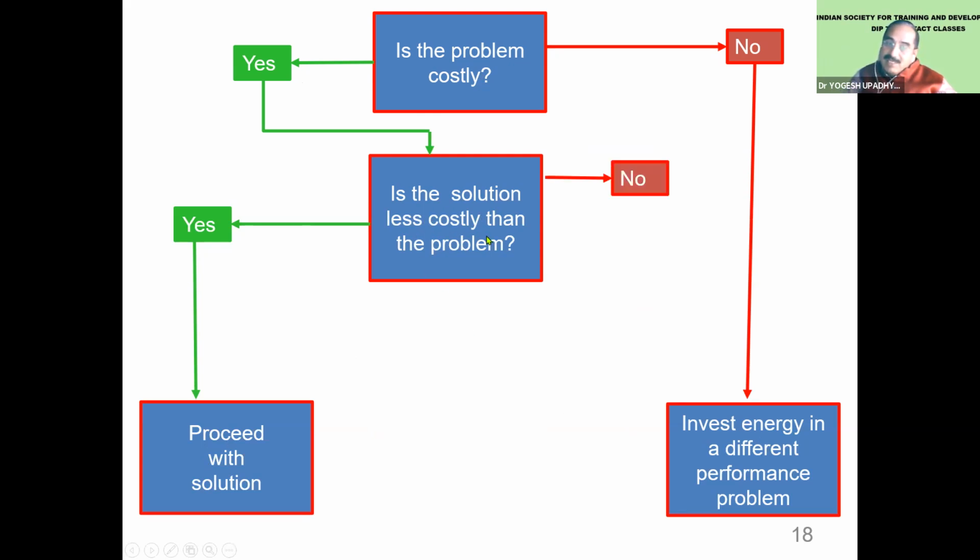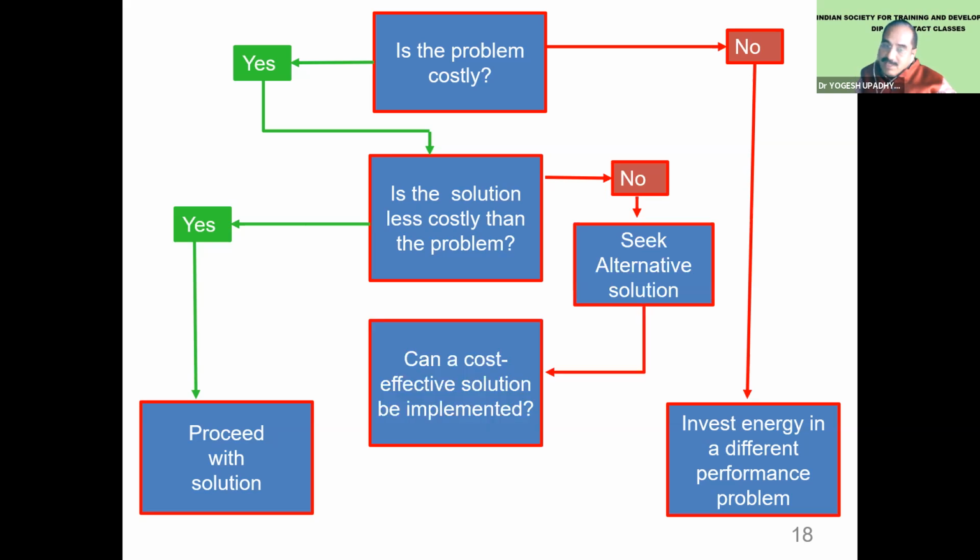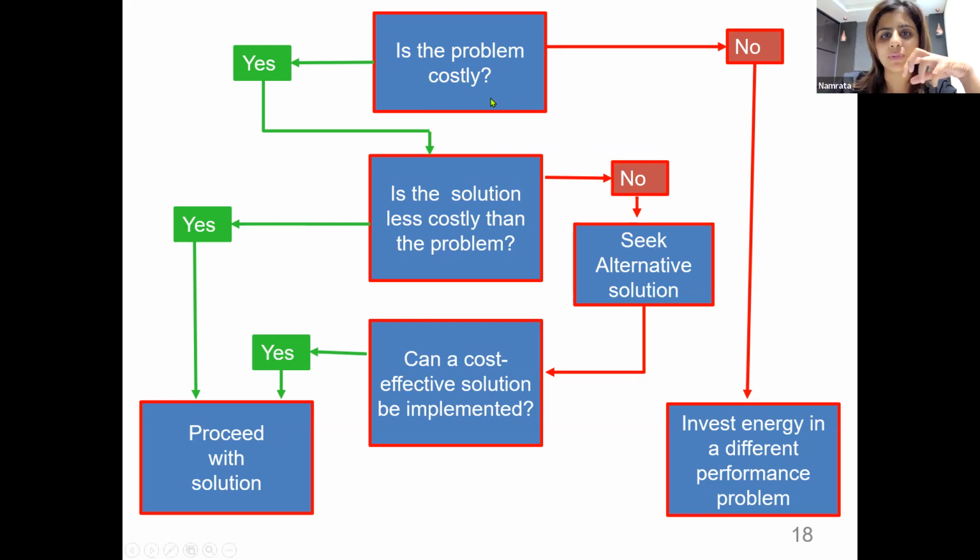If the solution is less costly, then address the performance problem. If the solution is costly, then also we don't go, because there is no benefit in it. Seek an alternate solution. Can a cost-effective solution be implemented? If yes, then we go for it. Understood this flow chart? Sir, can there be some examples?